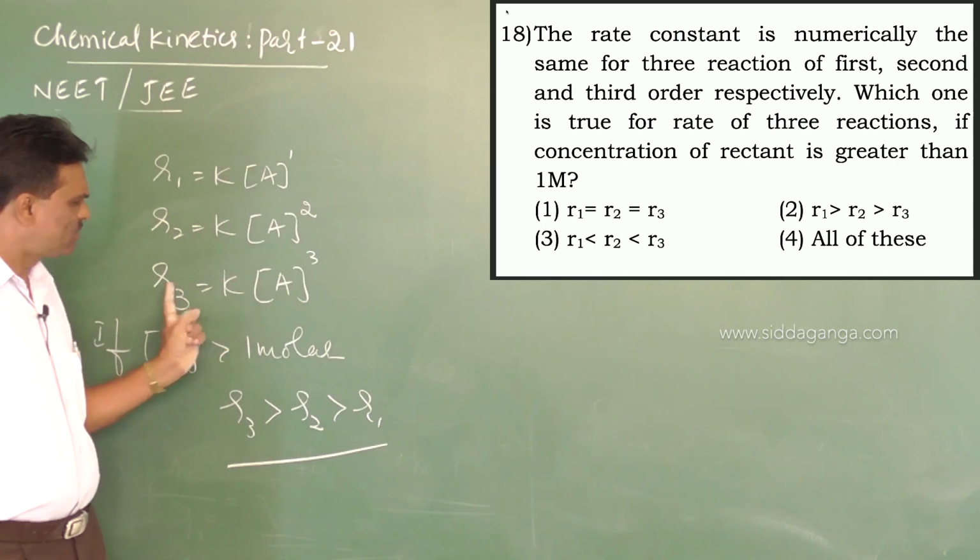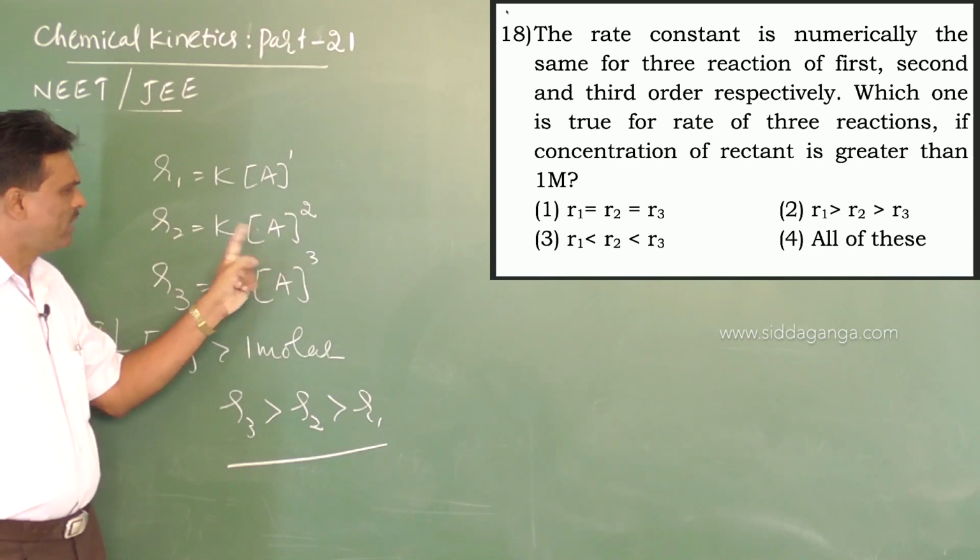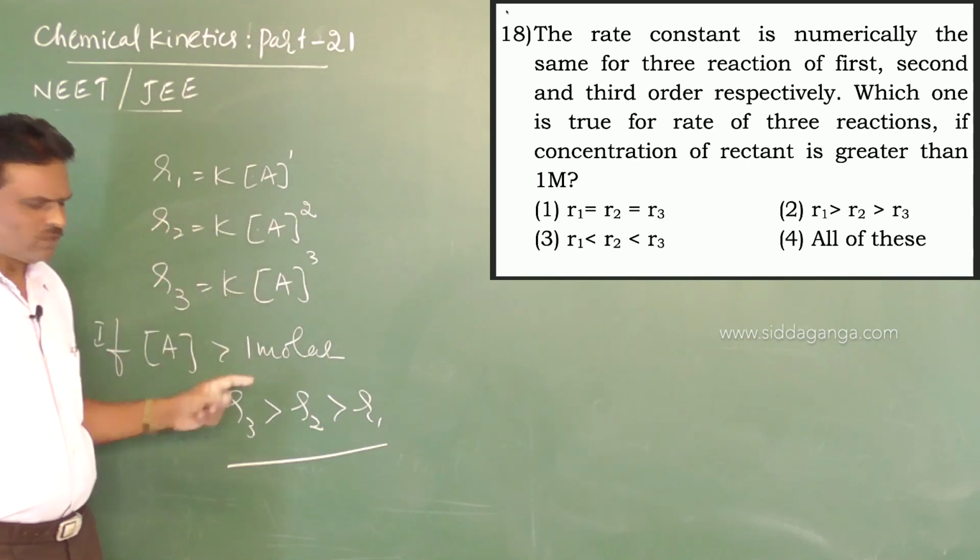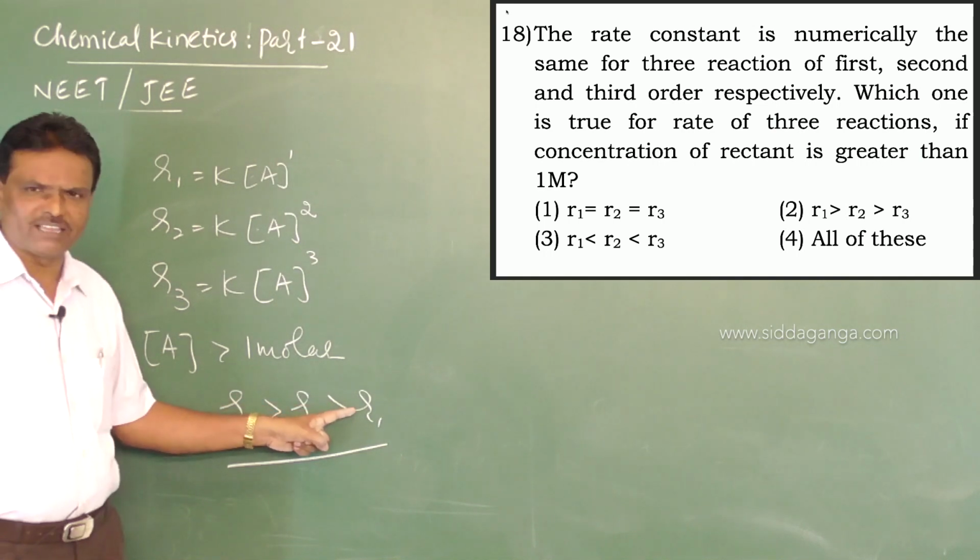2 power 3, 8 times rate increases. Here 2 power 2, 4 times, here 2 double. So that is why R3 is greater than R2 is greater than R1.